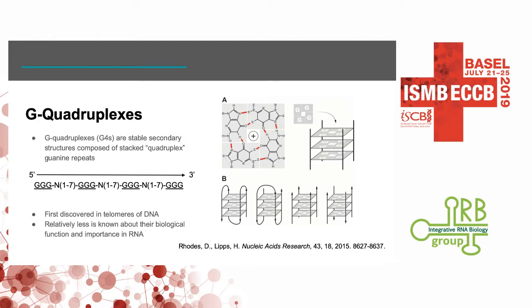These structures were first described in telomeres of DNA, where they're hypothesized to protect the ends of DNA from degradation by cellular factors, and relatively less is known about their biological function and importance in RNA. We do know that in RNA, however, these G4s tend to form parallel strand structures where the 5' to 3' ends of the strands are all aligned in the same direction.